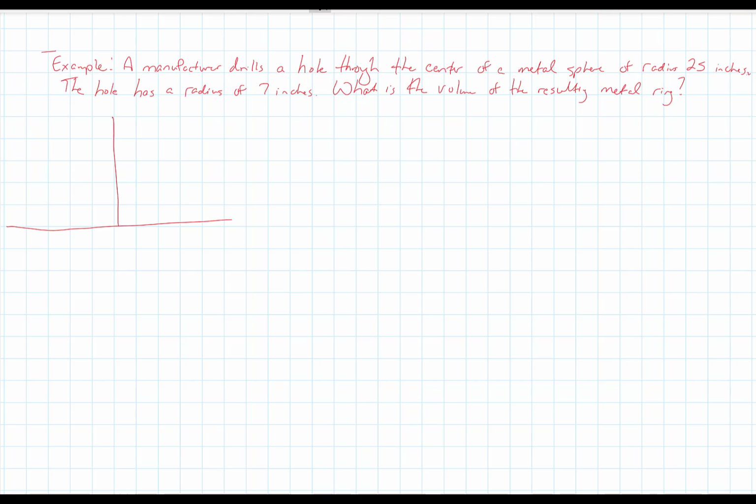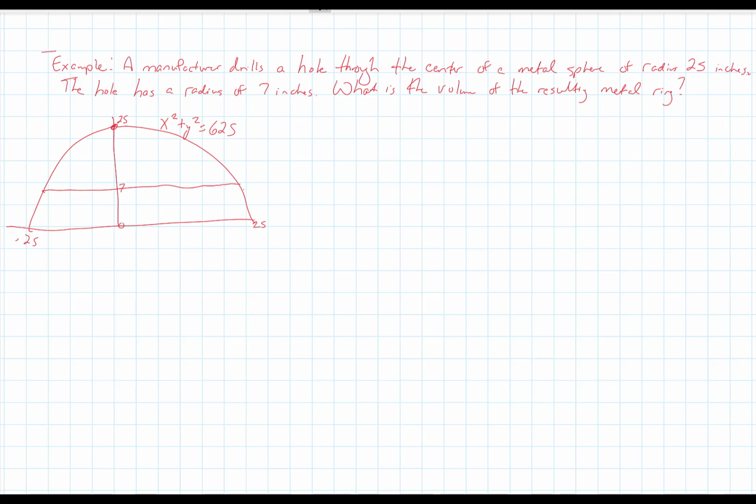So here we've got our sphere that has a radius of 25 inches. So we know we're out here at 25, negative 25. This is going to be 25. And our equation of that sphere is x squared plus y squared equals 625. Because remember, the equation of a circle is x squared plus y squared equals r squared. And we're drilling a hole through here, through the center, with a radius of 7 inches.